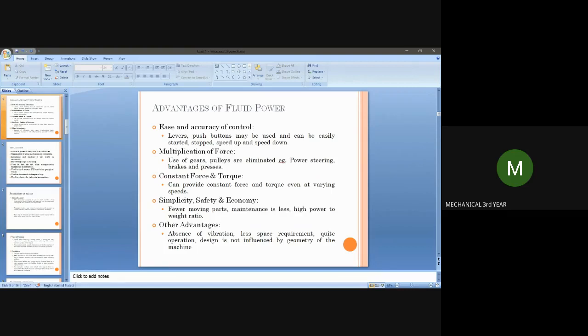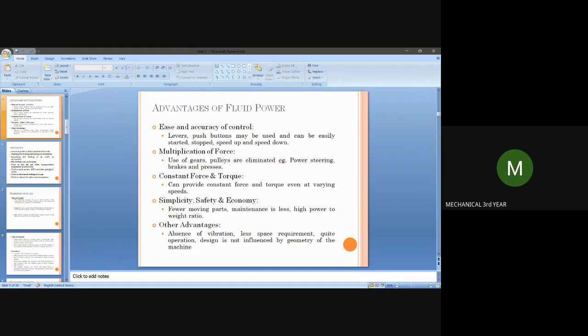For example, consider a JCB. Everyone would have seen what a JCB is. It is heavy equipment, an earth moving equipment. What does it do? The operator just pulls the lever and pushes the lever, and according to that, the heavy bucket lifts up and down. That is carried out with the help of the hydraulic system. So, ease and accuracy of control.